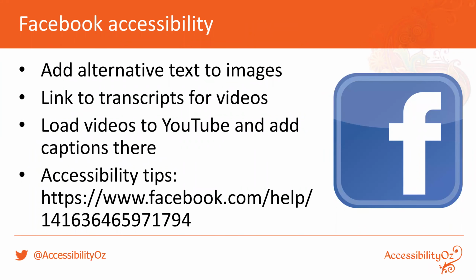So in terms of making Facebook accessible, make sure you're always adding alternative text to images. You should link to transcripts of videos. It's always best to load your videos to YouTube and add captions there and then pull them into a Facebook post. And there is an accessibility tips page on Facebook that you should link to.